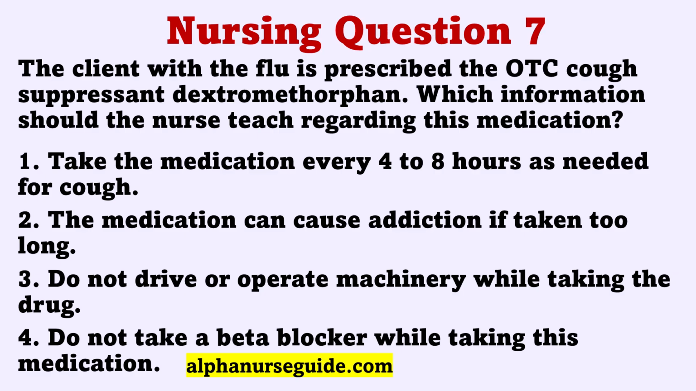The correct answer is 1. Take the medication every 4 to 8 hours as needed for cough. Dextromethorphan is relatively safe in the recommended dose range of 10 to 30 milligrams every 4 to 8 hours. At these levels, it does not produce respiratory depression and side effects are not common. Dextromethorphan is an antitussive. This medication does not have the potential to cause addiction.